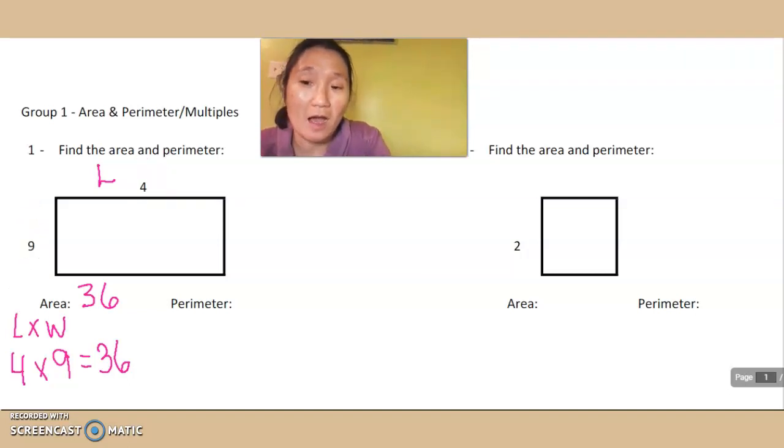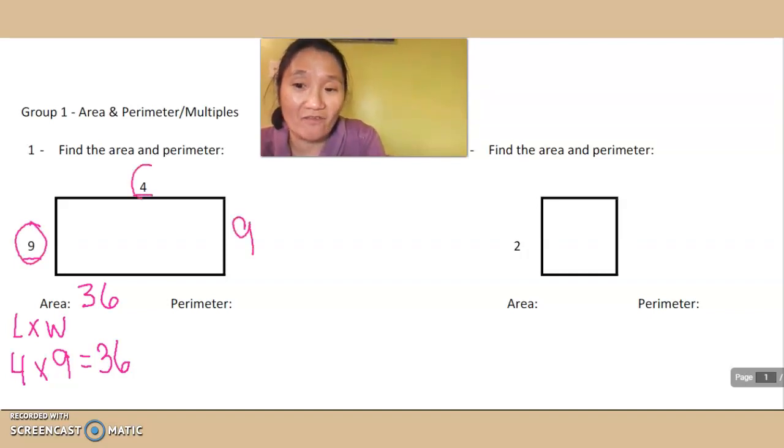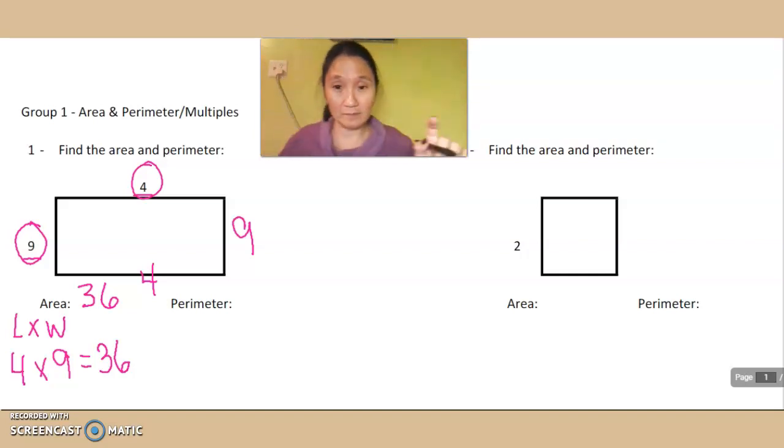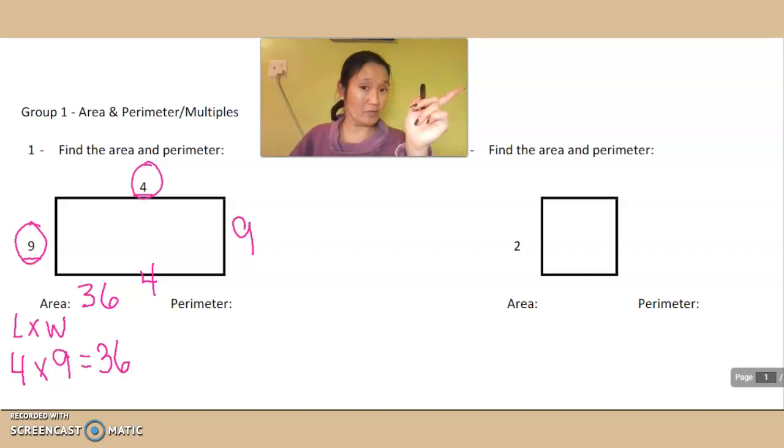perimeter, I have to go in and I need to add all the sides. It's just repeated addition. So to do that, I need to make sure that I have all my sides labeled. So I have 9 and 4. I need to put the 9 here, over here, and the 4 down here. So I have 4 top and bottom, 9 side to side, because the 9 on this side is the same as the 9 on this side. The 4 up here is the same as the 4 down there.